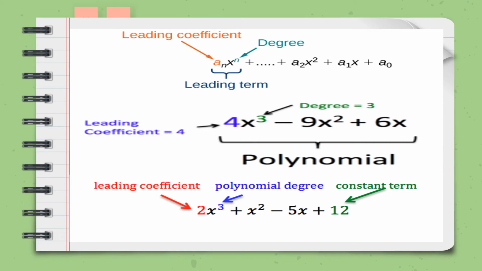This time we are going to study the parts of a polynomial. First, the leading coefficient: the coefficient of the variable that has the highest degree, or the polynomial degree. Then the polynomial degree, that is the highest exponent. The last one is the constant term, a number without any variable.